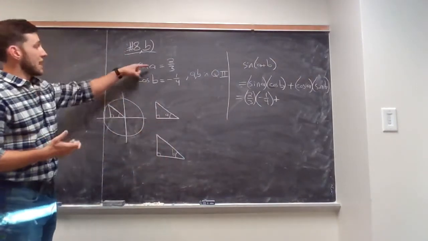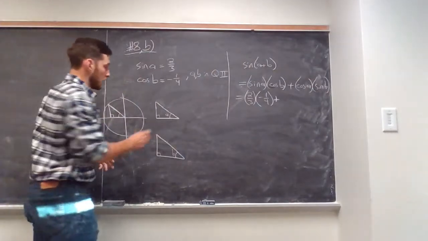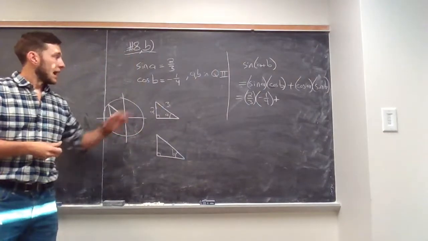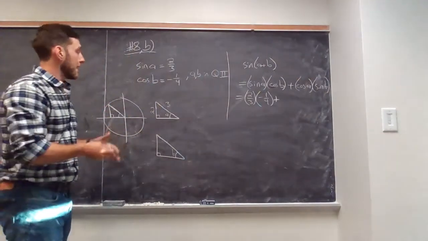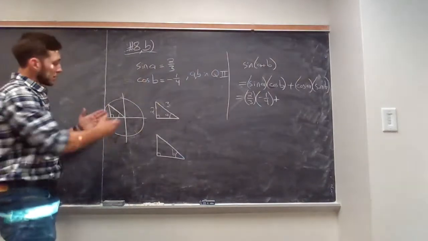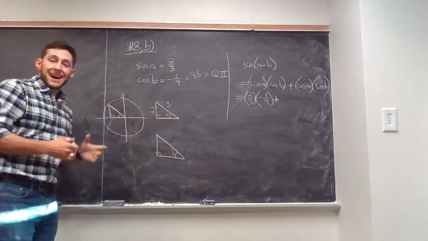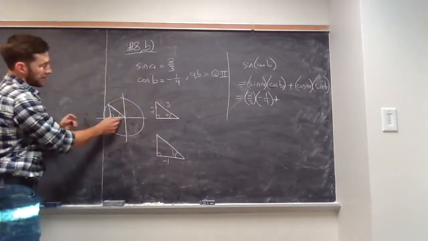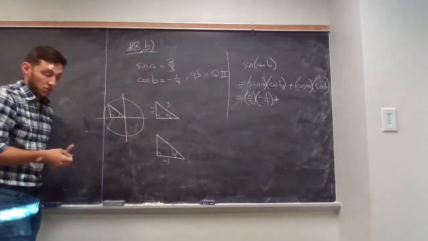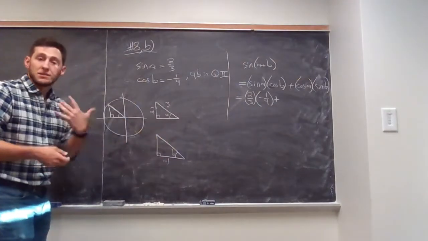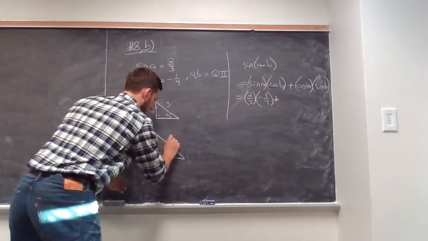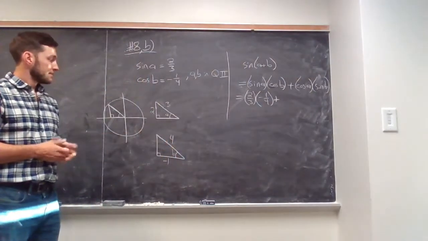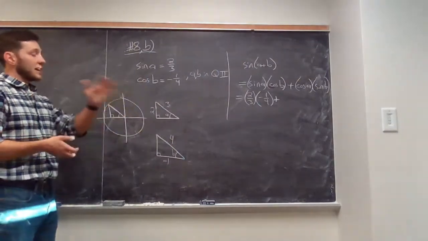Now I have information about sine of A. It's 2/3. Okay, so the opposite side is 2, and the hypotenuse is 3. I have information about cosine of B. That's -1/4. Well, since we're in quadrant 2, notice that the x-coordinate is going to be negative. So my adjacent side, representing the x-coordinate down here, which is why I like to draw the unit circle, will be negative, while my hypotenuse, we've just always kept positive. So I get a -1 and a 4 right here. Now I need to find what my values are.